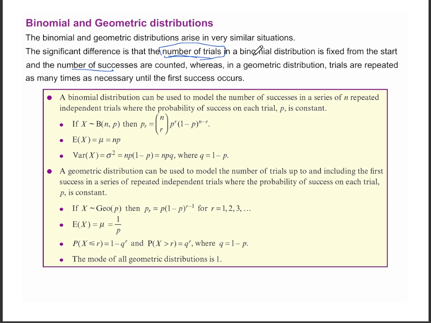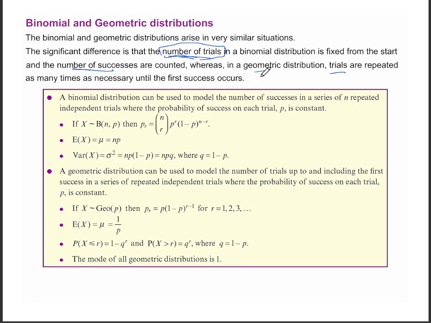In binomial, the discrete random variable is the number of successes in a specific number of trials. While in a geometric, the discrete random variable is the trials that are repeated until the first success occurs. And as a result, in a geometric distribution, there is no fixed value of n.